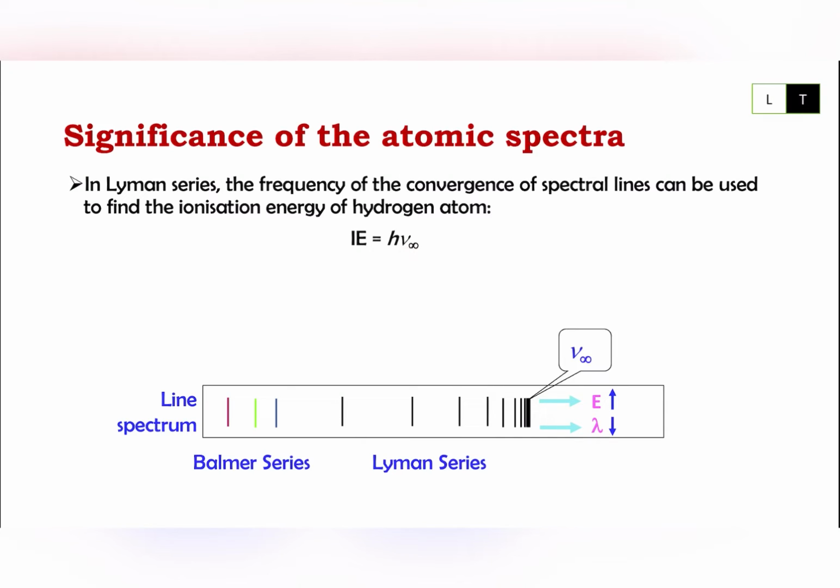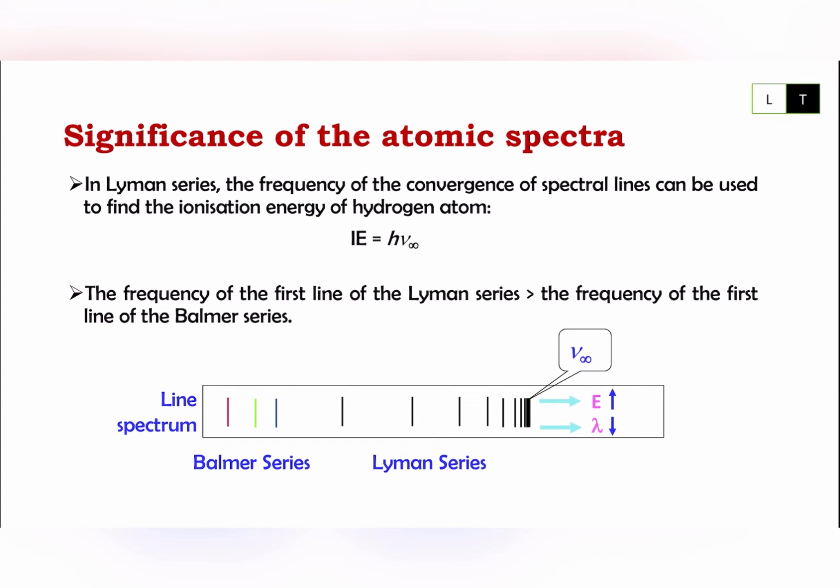So why do I put the frequency for an infinity value? Let's go to this diagram. We have two sets of series. The first one is Balmer, the second one is Lyman series. If you take a look here, the frequency for the first line of the Lyman series is much greater than the frequency of the first line of the Balmer series. This is the first line for Balmer, this is the first line for Lyman, and this is what we call the convergence limit.